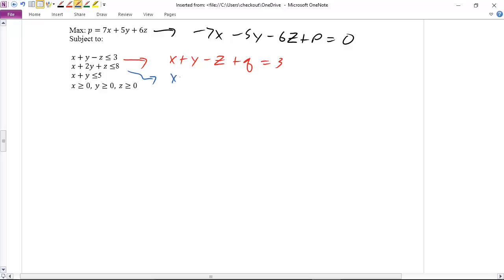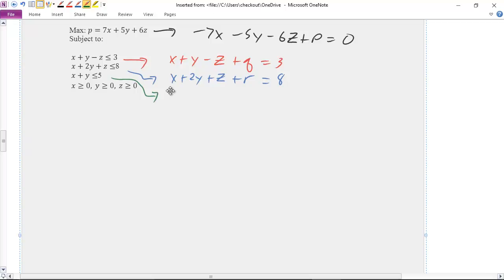All right, so the next one, x plus 2y plus z. Now I can't add the same slack variable for this one because I don't know it's the same amount as the previous equation. And similarly here, x plus y plus r, t, why not? Equals 5. And again, the slack variables, you could be using lightning bolts and happy faces. It's just a garbage variable for the moment. So don't worry about it.